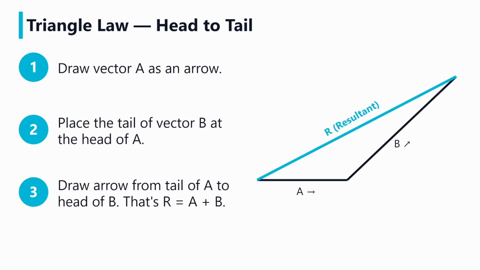The first method is the triangular law of vector addition. The rule is this: to add two vectors a and b, place the tail of b at the head of a. The resultant vector r goes from the tail of a to the head of b. It closes the triangle. So as you can see, let me give another example.